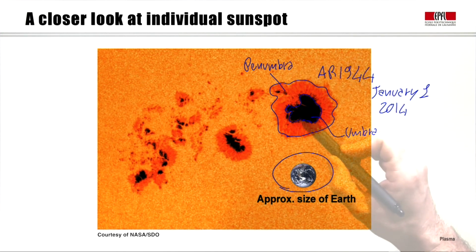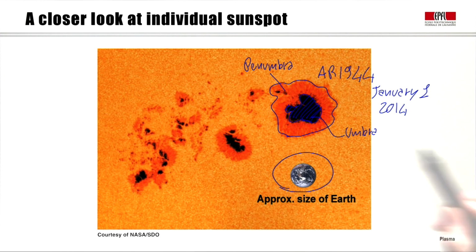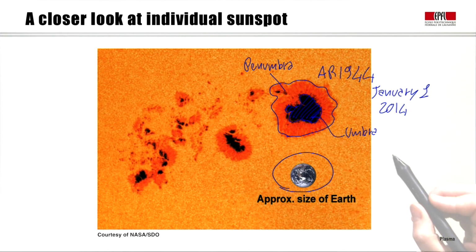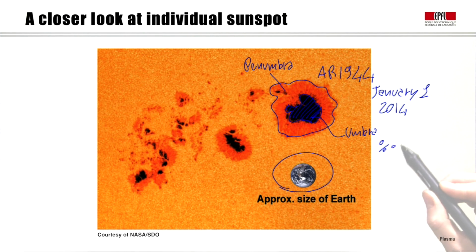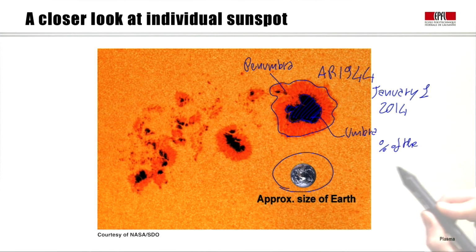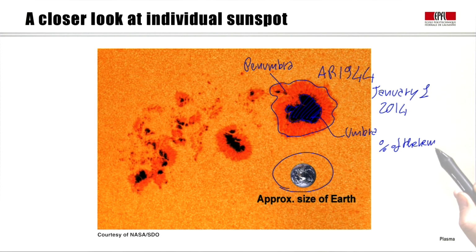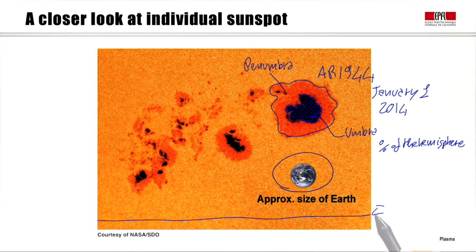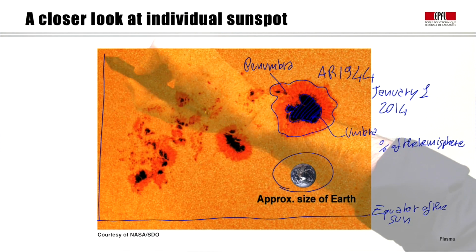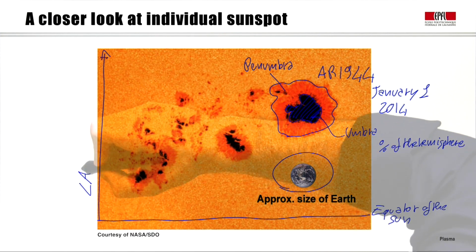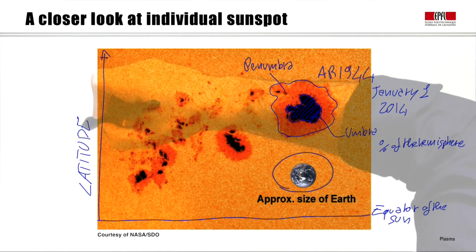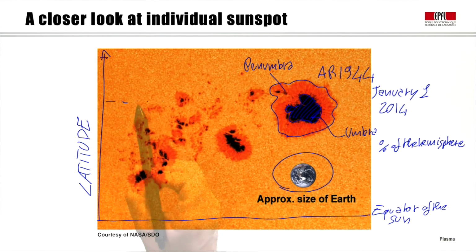If we look at the umbra, we can define an area for this region. Conventionally, the area of the sunspot is given in terms of percentage that the sunspot occupies of the hemisphere of the Sun. If we assume that this line identifies the position of the equator of the Sun, we can also identify the position of the sunspot in terms of the latitude.